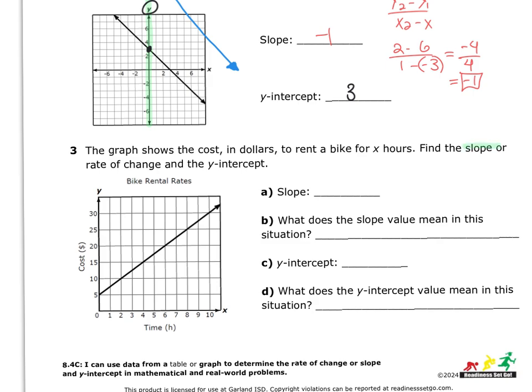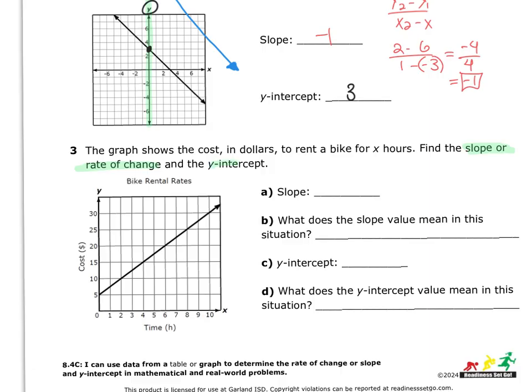Let me highlight this here because we have slope and rate of change. Y'all, those are the same thing. Slope is just rate of change on a graph. Rate of change tells you how your X and Y values are changing. And when you look at that on a graph, it tells you how steep your line is. So those are synonymous. They mean the same thing. They refer to the same value.